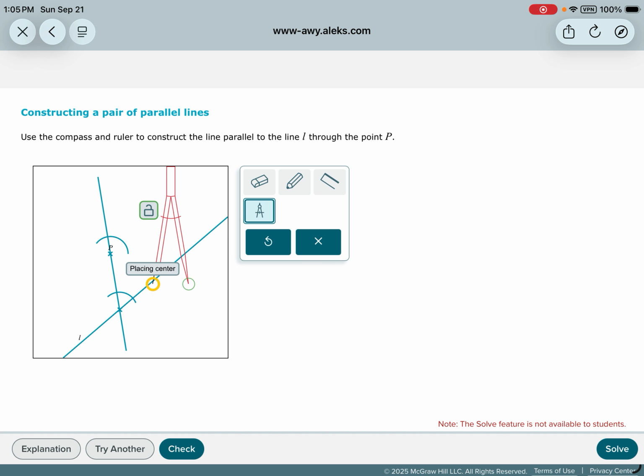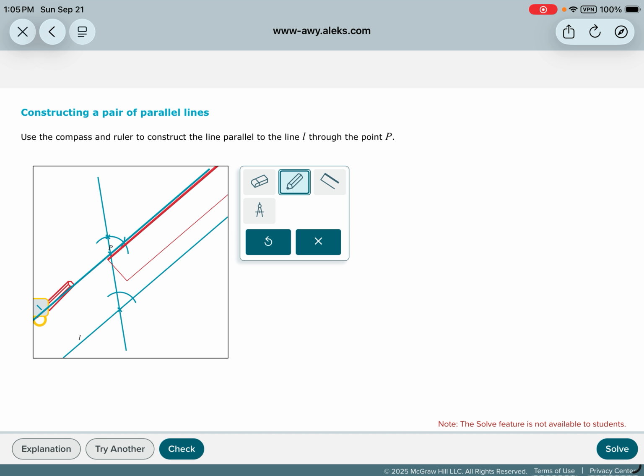We're going to grab our compass. We're going to set it here and lock it in. Lock that in. And then we're going to move it up here and draw where that distance is. And now we're going to grab our ruler and draw a line across there. And that's going to be our parallel line. Beautiful.